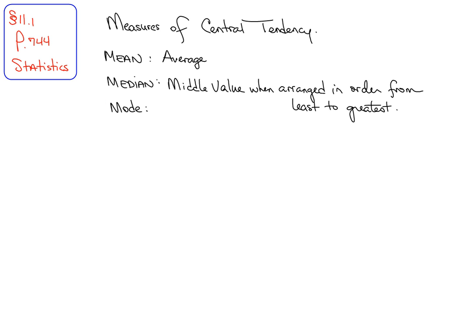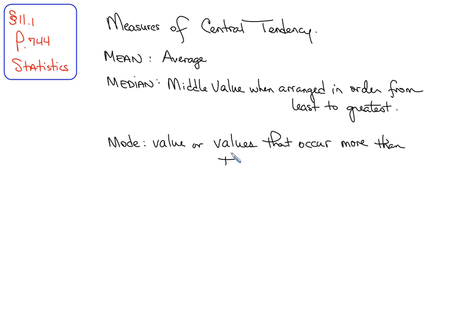Mode is the one that a lot of times people are a little bit confused on. What is the mode? This is the value or values that occur more than the others. And you can have more than one mode. If there's more numbers that occur more times than the others, then there's more than one mode.